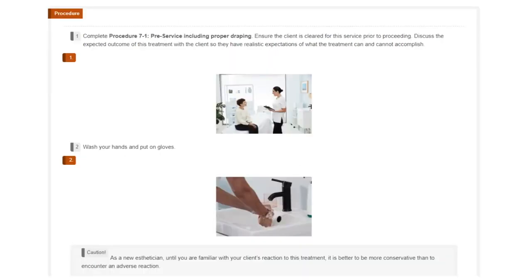Procedure 1. Complete procedure 7-1, pre-service including proper draping. Ensure the client is cleared for this service prior to proceeding. Discuss the expected outcome of this treatment with the client so they have realistic expectations of what the treatment can and cannot accomplish. 2. Wash your hands and put on gloves.